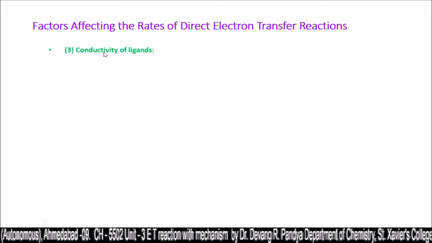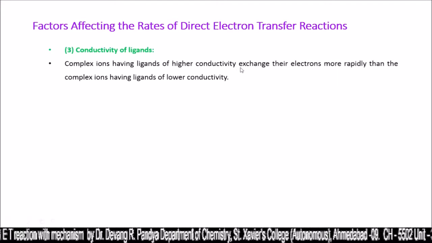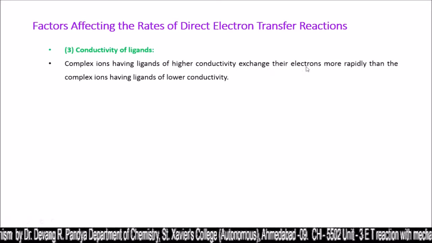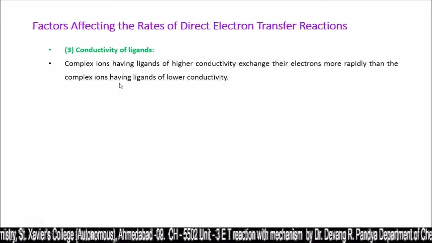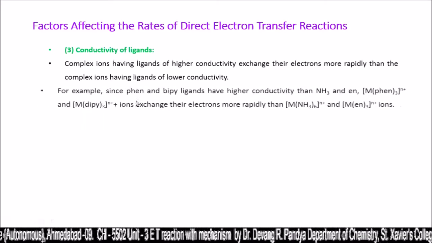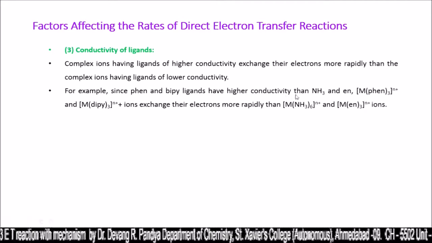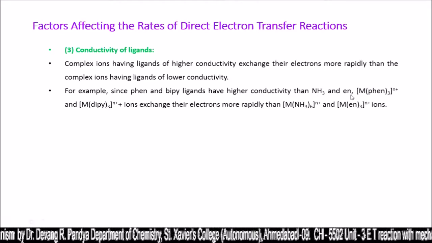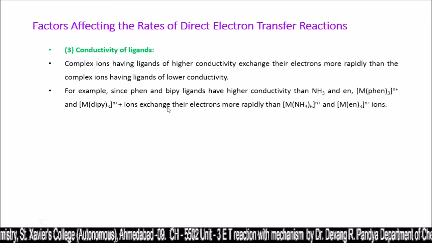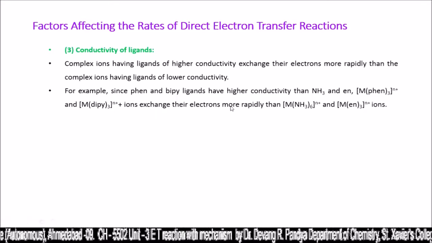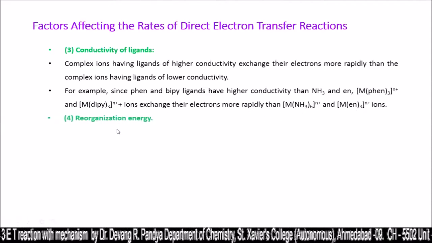Third is the conductivity of the ligand. Complex ions having ligands of higher conductivity exchange their electrons more rapidly than complexes having ligands of lower conductivity. For example, since phenyl and biphenyl ligands have higher conductivity than ammonia and ethylenediamine, we can see that these two complex ions exchange electrons more rapidly compared to these two metal complex ions.